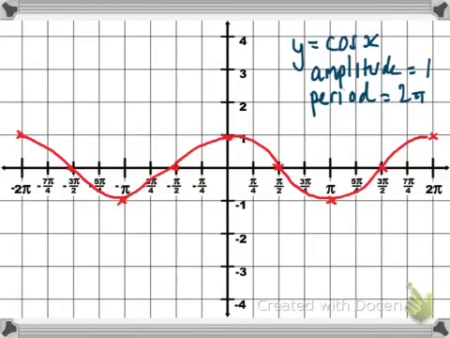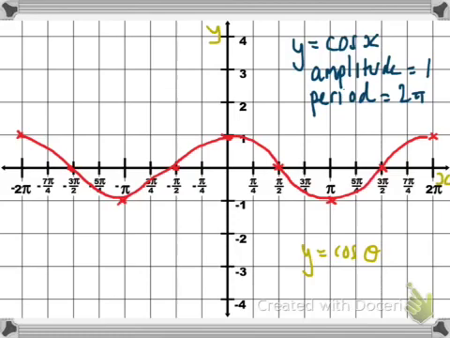Let's have a look at the graph of y equals cosine x. Sometimes you see these graphs as y equals cosine theta as well. So if it was y equals cosine theta, this axis here would be theta, and the axis up here would be y. But since it's x and y, because y equals cosine x.